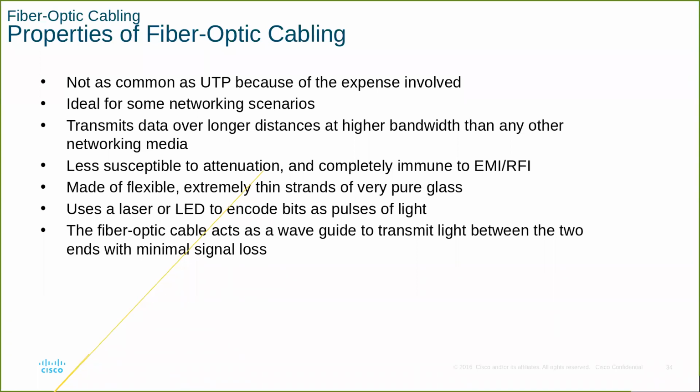It is ideal for some networking scenarios, like if you are building network topologies of a greater distance. It transmits data over long distance at higher bandwidth. It is also less susceptible to attenuation. Distance doesn't disturb it, and it is completely free from EMI. It is more flexible, extremely thin, and it uses LED to encode bits, and then it travels at the speed of light. Fiber cables act as a waveguide to transmit light between two ends with minimal signal loss.